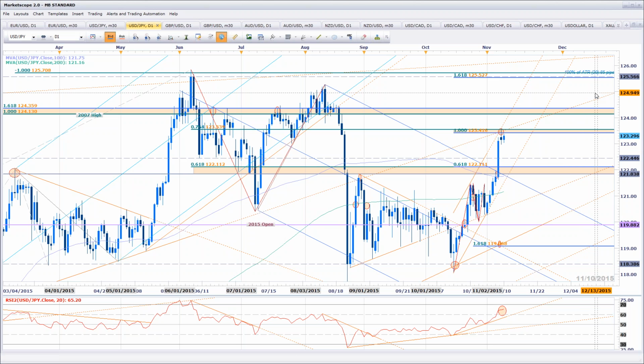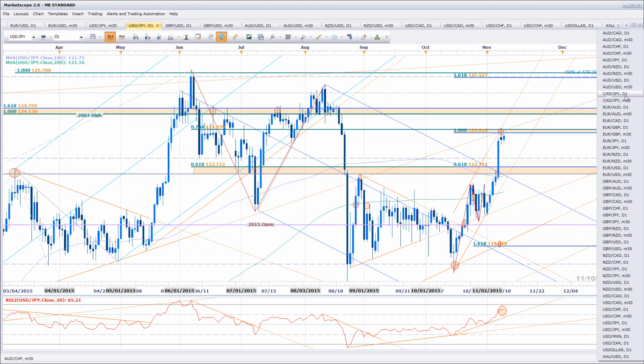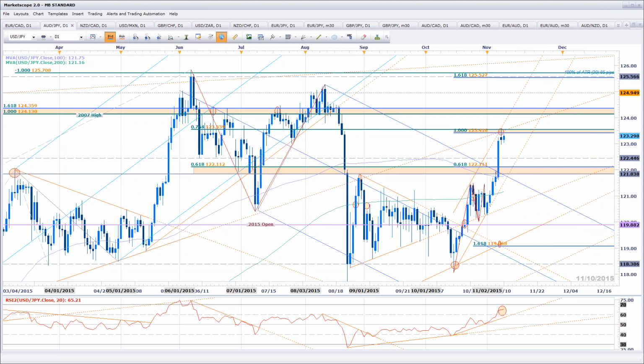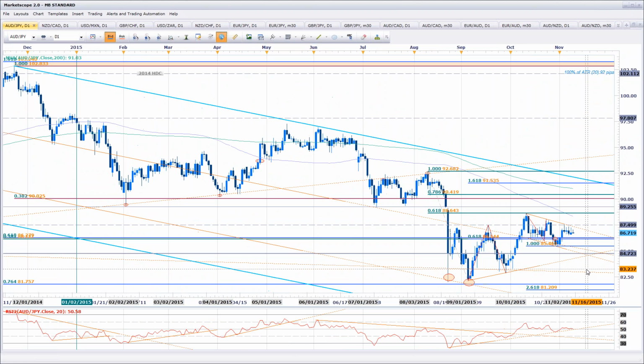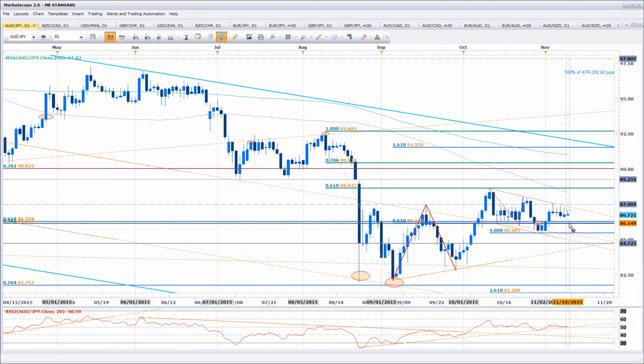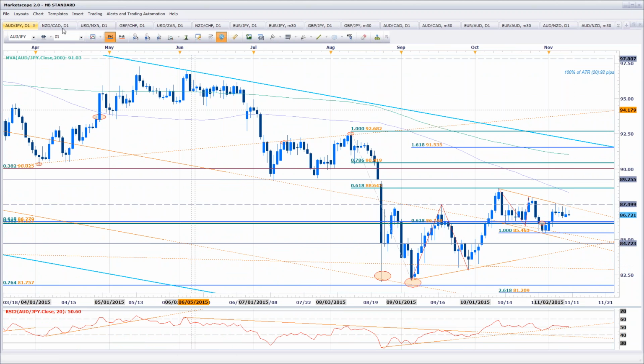A quick segue into the Aussie yen, which looks like this. Here's the daily chart first, just to give you a broader picture of what we're doing. And within the confines of this channel, which could be a bull flag, call it whatever you want, is also an embedded channel to the downside as well, which has been super clean. So I just wanted to highlight that. You're looking for major support at 86 still.